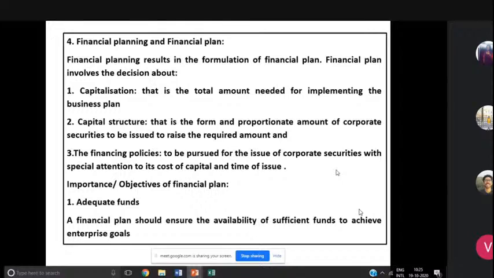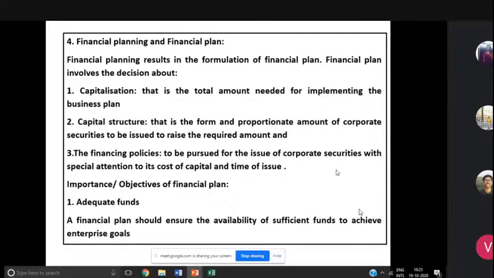Financial plan involves the decision about 3 aspects. Please write down there 3 aspects. I have not written it there. Financial plan involves the decision about 3 aspects. Please put a double line below 3 aspects. That is capitalization, capital structure, and the policies. If you want, write down in bracket CCP.